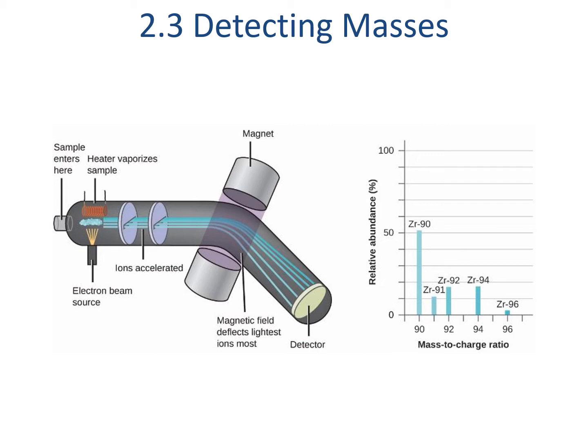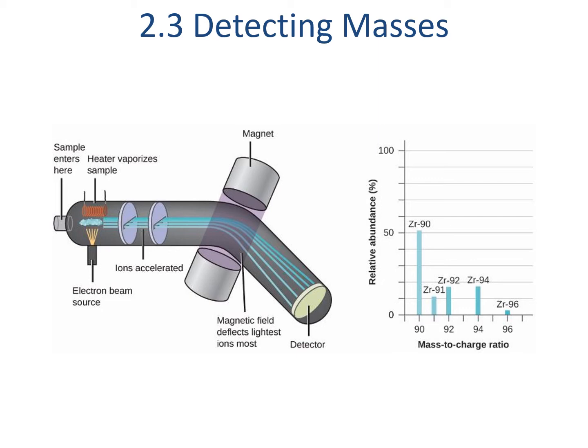It works like this. Sample is dissolved into a solution and dispersed as a fine cloud. A heater vaporizes the solvent to leave behind individual atoms, which are shot with an electron beam to ionize them. They lose electrons and become positively charged.